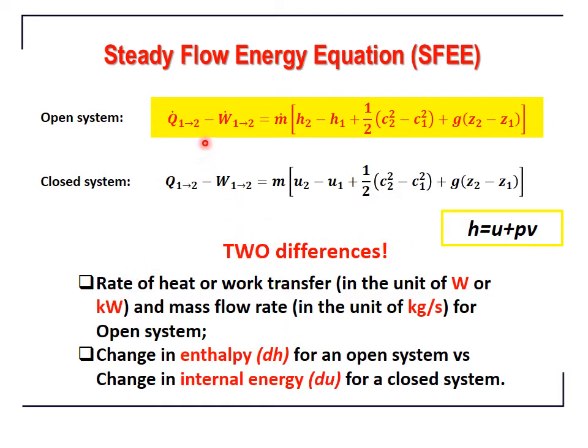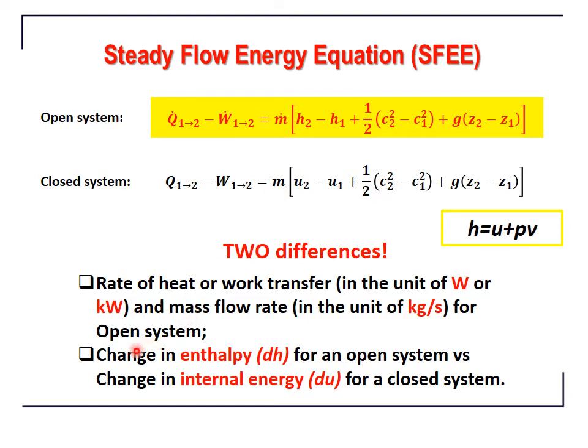The first one is that for each of these heat transfer, work transfer, and mass, for open system, we all have dots on top of it, so that they are rates, okay. They are rate of heat transfer, rate of work transfer, and the rate of mass flow. And they're in the unit of watt or kilowatt. However, for a closed system, we're talking about a fixed mass, so they must be in the unit of kilogram, for example.